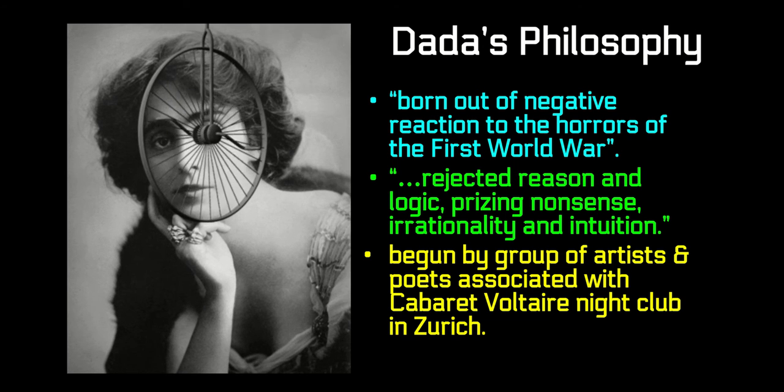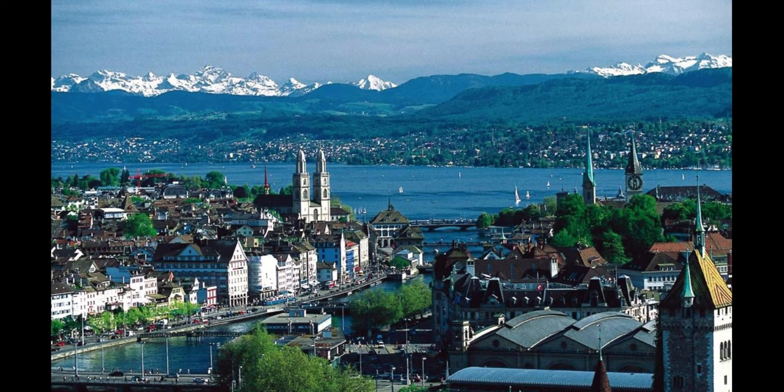It was begun by this group of artists and poets associated with a famous nightclub in Zurich, Switzerland, called the Cabaret Voltaire. Zurich is a beautiful place, and it was a safe place to be in World War I. I don't know if you know this, but Switzerland is a neutral country. There was no war there. War did not touch it, World War I or World War II. They didn't want to be any part of it.